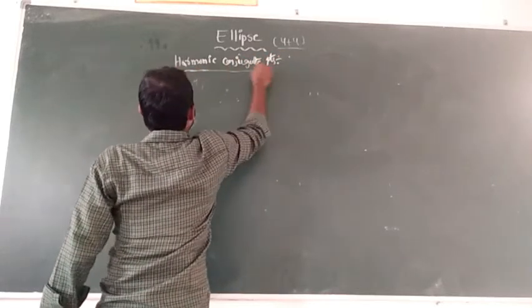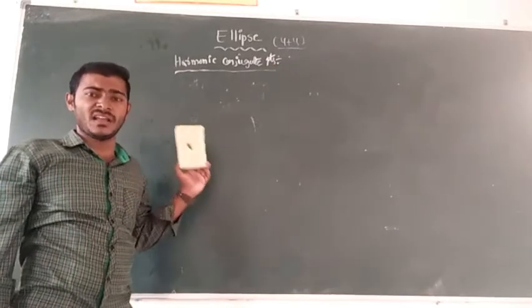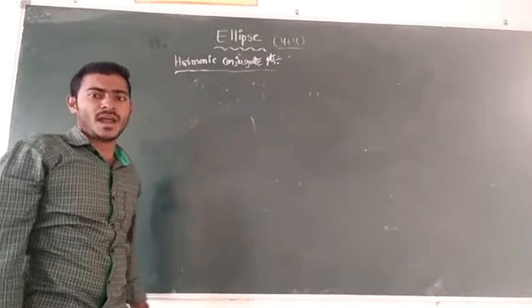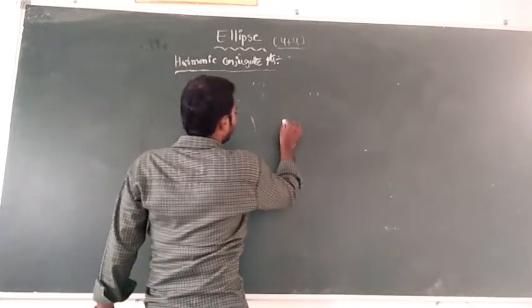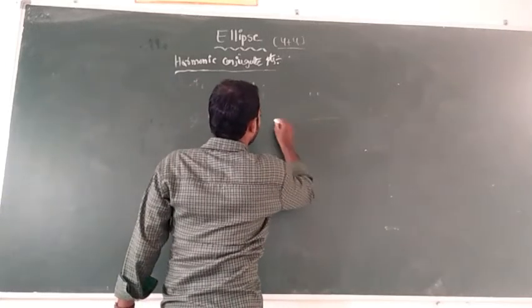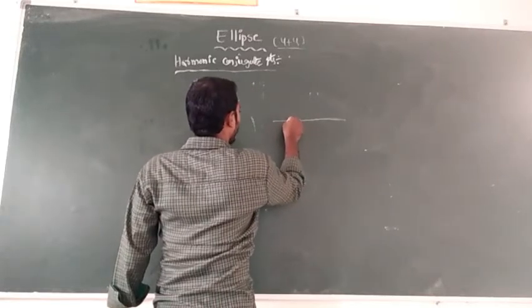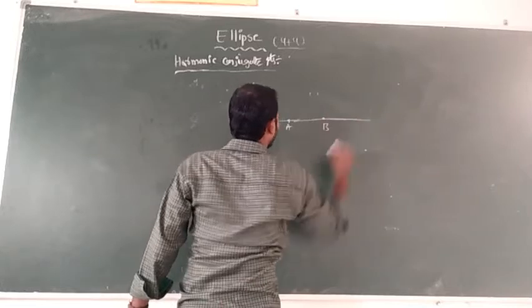One of the important definitions is harmonic conjugate points. Depending on this definition, we can derive the standard form of the ellipse. Now suppose there is a line segment joining points A and B.